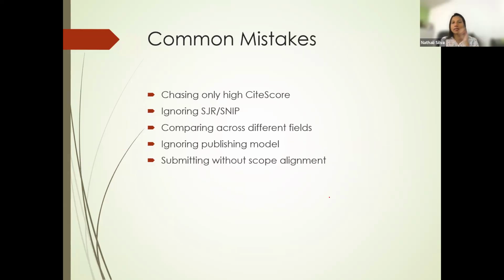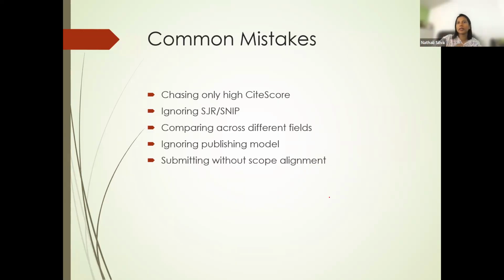So these are some common mistakes that we have to avoid. Chasing only the high CiteScore. We do not need to follow the CiteScore only. And it's very important to compare across different fields and determine. Now, most of the time the research is interdisciplinary.